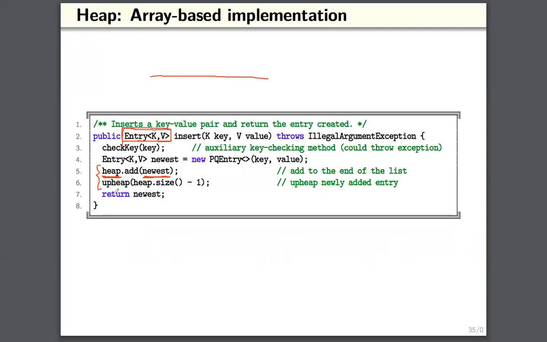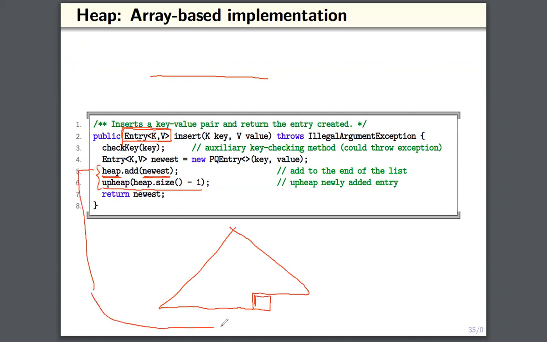Okay, and then you do upheap bubble of heap size minus 1. So what is the idea here? So this was your heap. Line 5 represents you added one entry here, and line 6 will call a function to say upheap bubble and fix all the violations of properties. That's the meaning of upheap bubble.